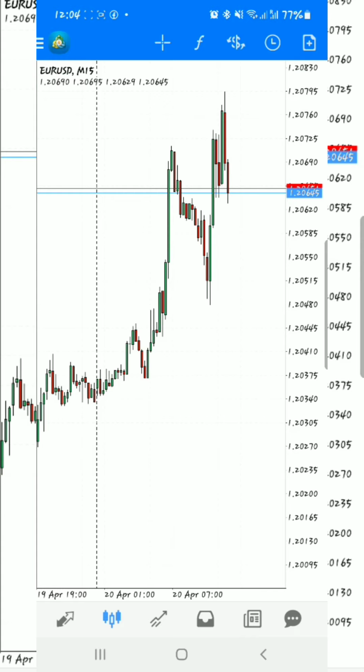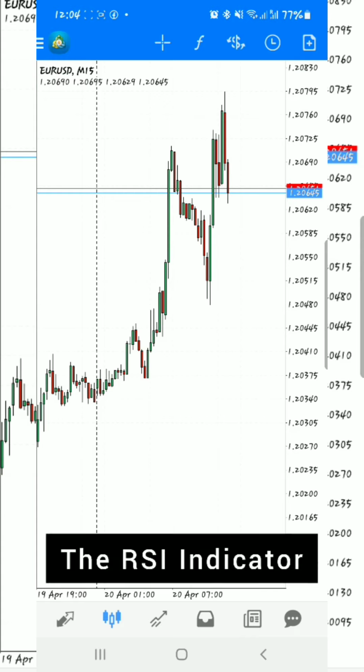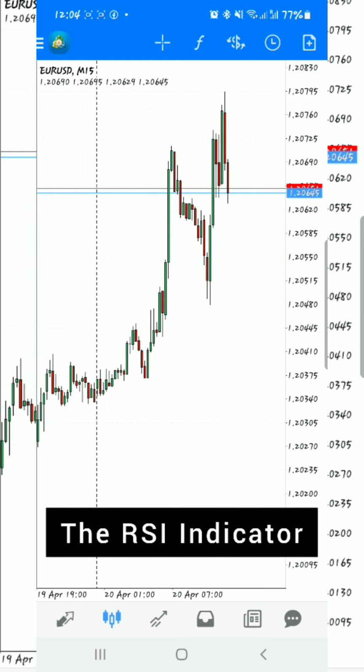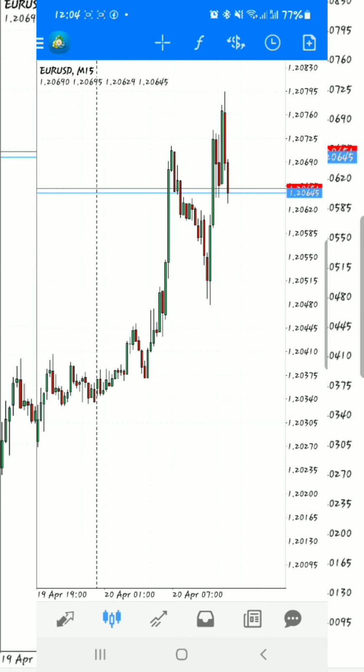Today I'll be taking you through another indicator called the RSI indicator, which is the Relative Strength Index. You may remember last time we talked about the moving average indicator, so today we shall be looking at the RSI indicator.